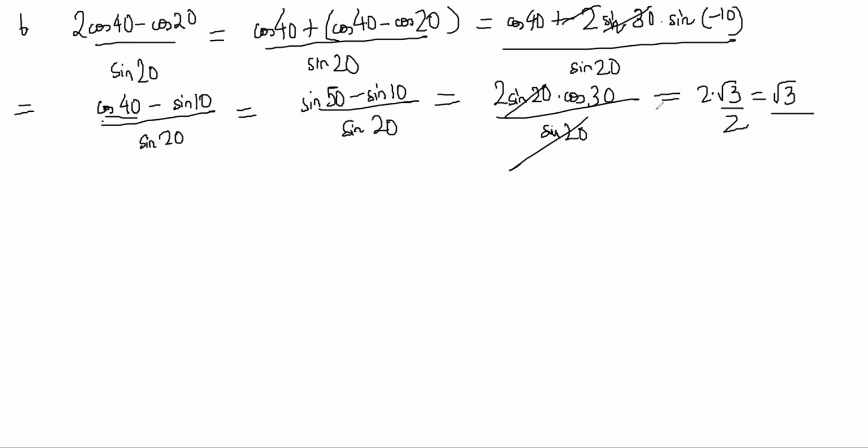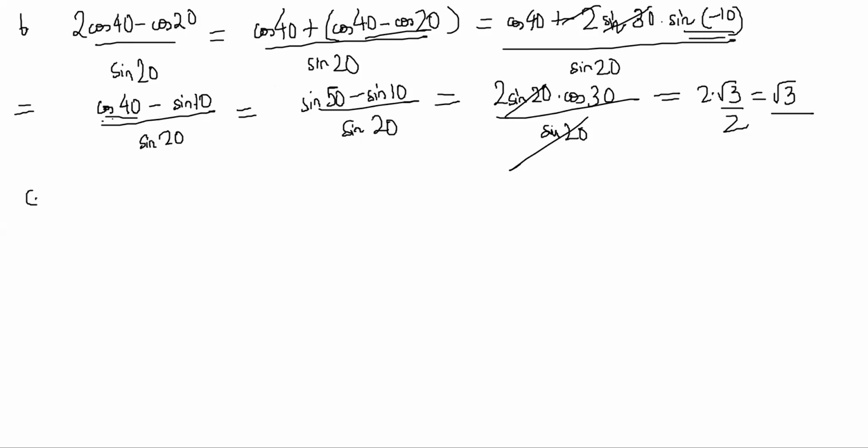You understand how it came? Yes, sir. So we did this and we got this, and then sin 10 came, but we cannot apply a formula for cos minus sin. So instead, to make it sin minus sin, cos 40 can be written as sin 50, right? Let's look at part C.